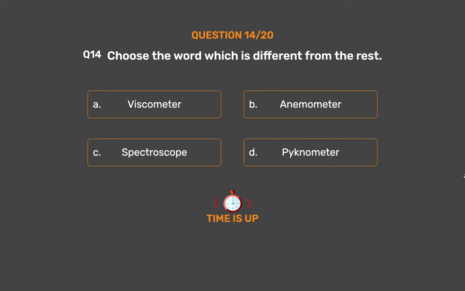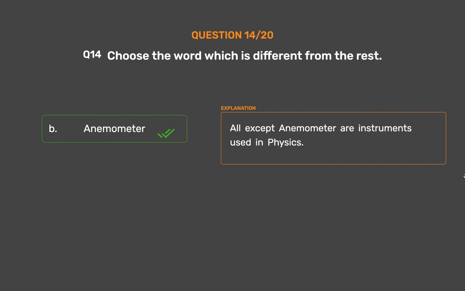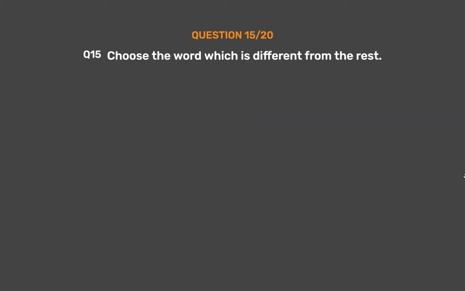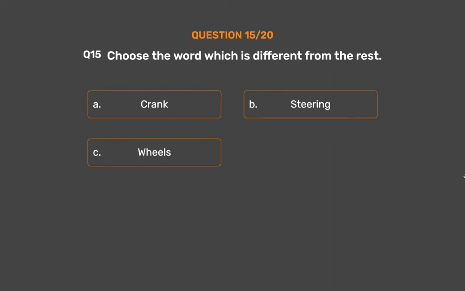The correct answer is option B, anemometer. All except anemometer are instruments used in physics. Question number 15. Choose the word which is different from the rest. Option A, crank. Option B, steering. Option C, wheels. Option D, brakes.